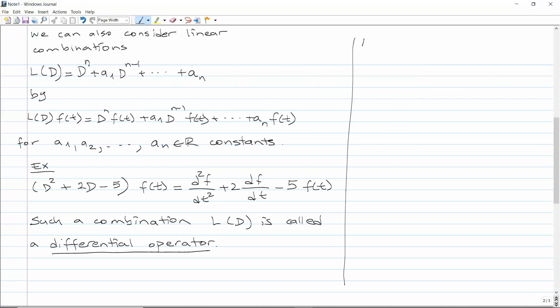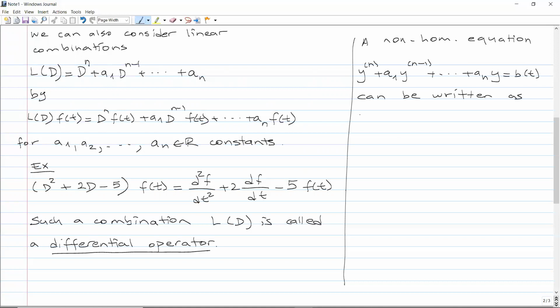And a non-homogeneous equation, say the nth derivative of y plus a1 times the n minus first derivative of y, plus up to a n times y, equals b of t, can be written as L of D applied to y equals b of t, where L of D is D to the n plus a1 D to the n minus 1, up to a n.